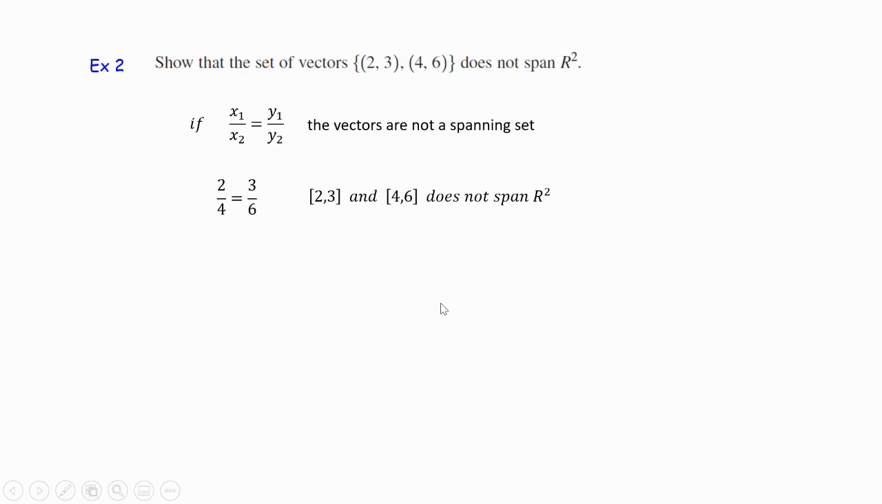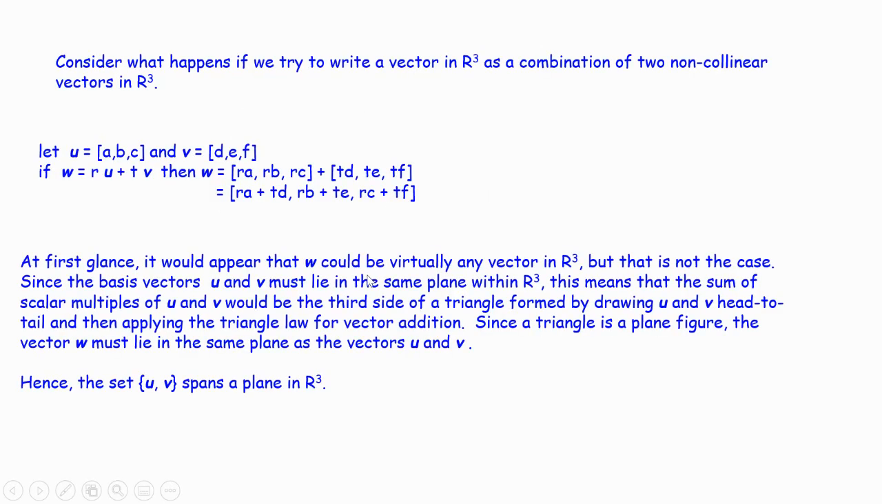Sarah said it best by saying that they're both on this. One is basically just twice the length of the other, but they're sitting on the same line, right? They're going in the same direction. They don't have to go in the same direction. If they're going in opposite directions, you still couldn't span all of R2 because they're just simply collinear vectors. Okay. Now, let's see how much time we have left.